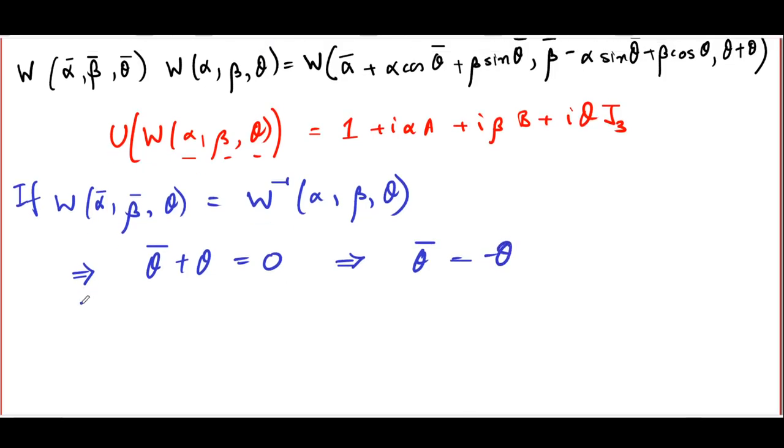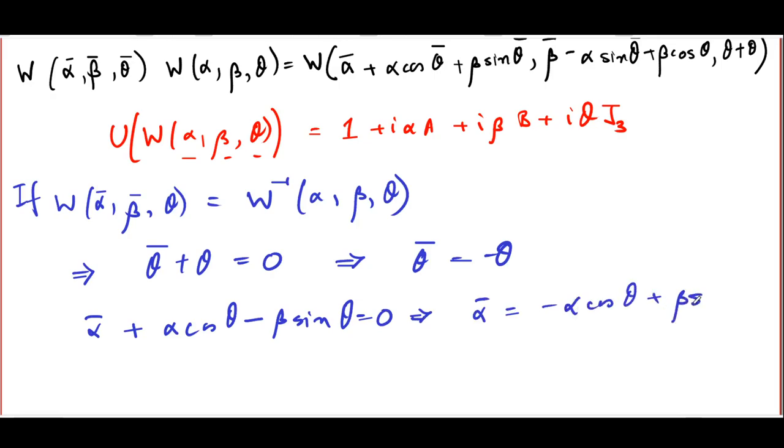We then have alpha bar plus alpha cos theta bar, but we can of course use theta bar is minus theta to write this as alpha cos theta minus beta sin theta equals zero, implying alpha bar is minus alpha cos theta plus beta sin theta. And very similarly, we can get beta bar for the inverse transformation is simply minus alpha sin theta minus beta cos theta. Now, why do we need this?